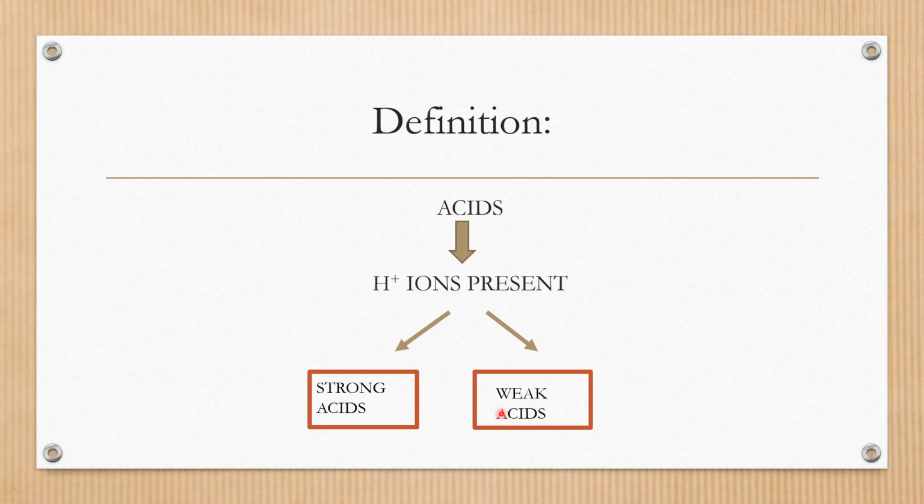And then weak acids, which partially ionize and produce a lower concentration of H plus ions. The example is acetic acid.